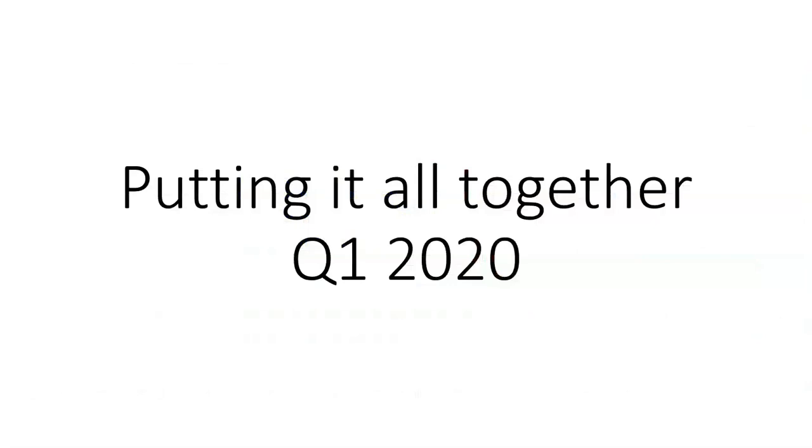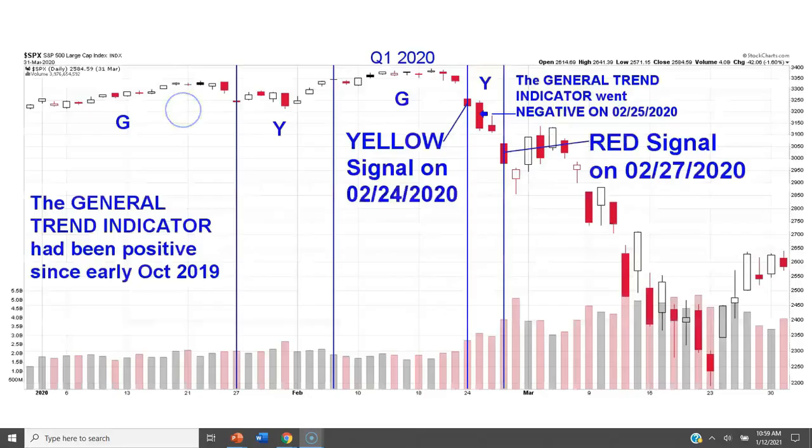Now let's put it all together and see how Simple Market Signals could have helped you during the fastest bear market in history, which of course happened during Q1 of 2020. We had a strong stock market coming into 2020, so the risk signal was green coming into 2020 and remained green for the majority of January. We did have a yellow signal for about 2 weeks towards the latter part of January, first part of February, and then, of course, the risk signal went back to green.